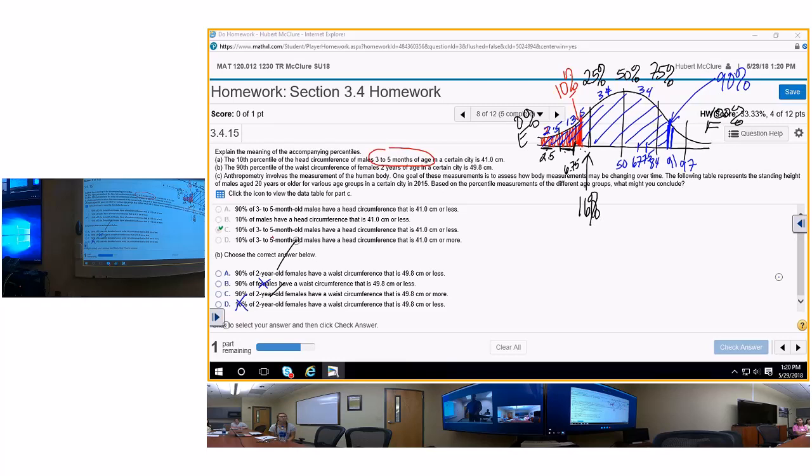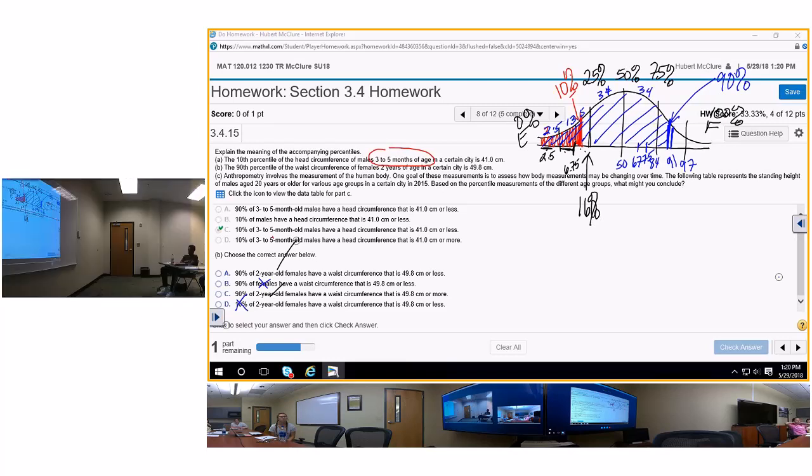Which one is it? Remember, you almost got a full tank. Alpha or Charlie? A. Why? Where's all the blue marks? To the left. So that means less.